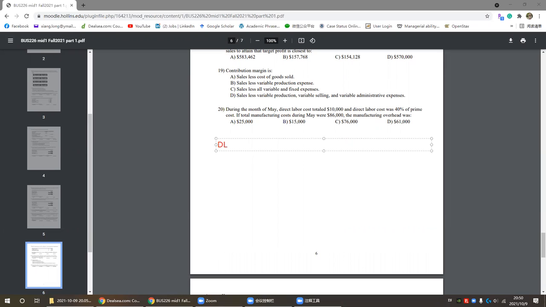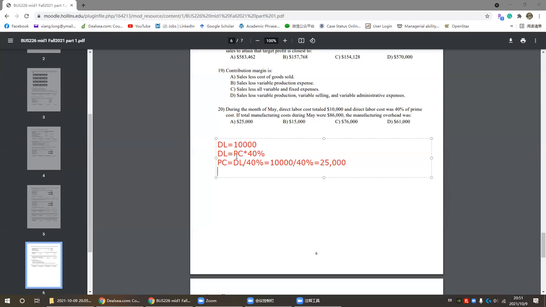So we know our direct labor is equal to 10,000. We also know our direct labor is equal to our prime cost multiplied by 40%. So our prime cost, we can easily calculate, is equal to our direct labor divided by 40%, which is equal to 10,000 divided by 40%, which is equal to 25,000. So we know our prime cost is equal to 25,000.